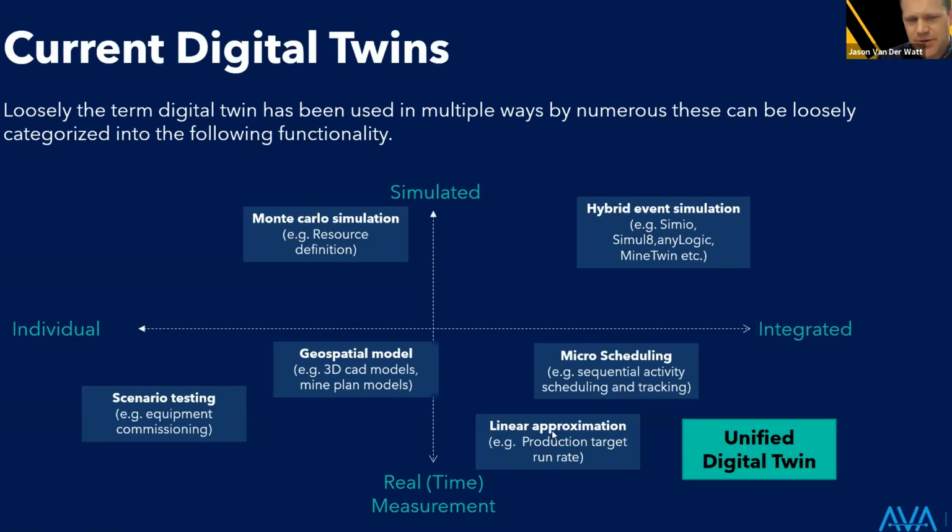And when I say linear approximation, I'm kind of saying, we've hit our loading rate for the last hour. And so if we look at the run rate on our production graph, we're going to do incredibly well this month and we're all going to get bonuses. So even that is a form of a digital twin in terms of forecasting what we believe is going to happen.